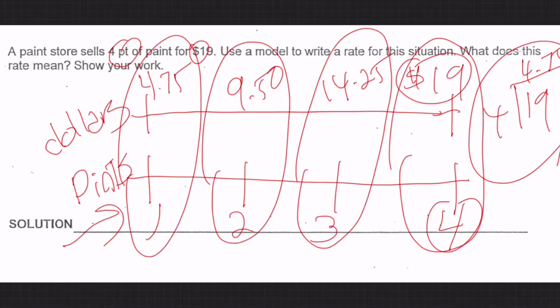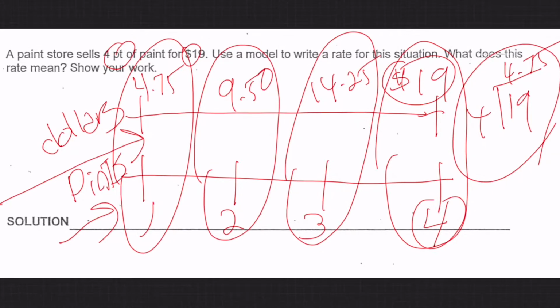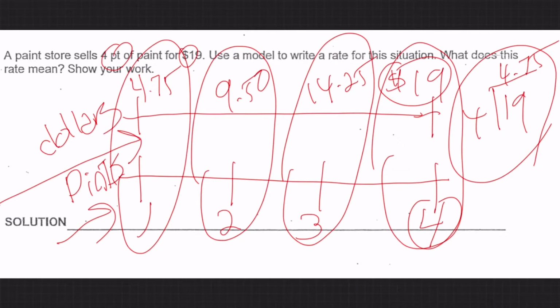So, use a model to write a rate for this situation. We've used a model called the double number line. And what does this rate mean? This rate means for 1 pint of paint, it's $4.75, which is shown right here. All right, how'd you do on this one? All right, well, let's go to question 3.